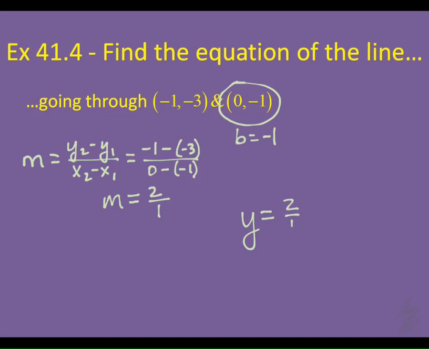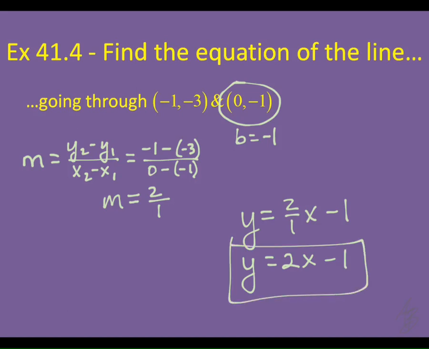So you could say 2 over 1x minus 1, right? Actually, there's a bunch of different ways you could do it. I can think of 4. Or you could just say 2x minus 1. I don't know why I wrote a 5 there. I'm having trouble today. So we get that equation right there. Any questions about that one?